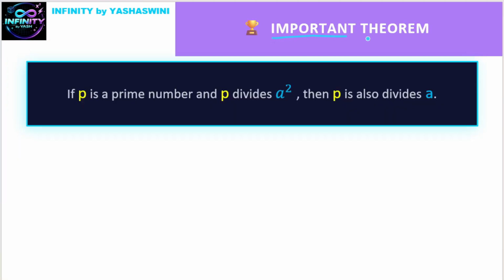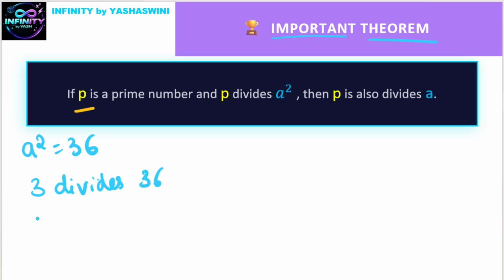Let us discuss an important theorem, that is, if p is a prime number and p divides a square, then p also divides a. We'll understand by taking one example. Suppose a square is equal to 36. Since 3 divides 36, therefore 3 divides 6. This theorem helps us to prove irrationality. It means that any prime number which divides a square number also divides its root.